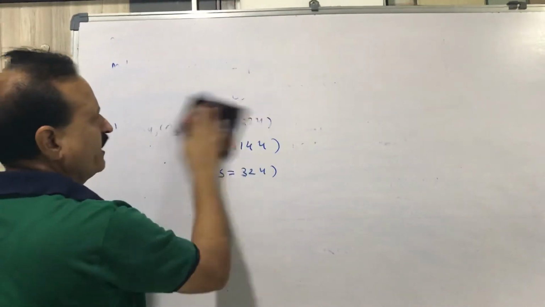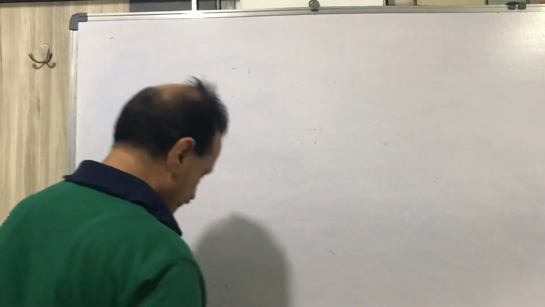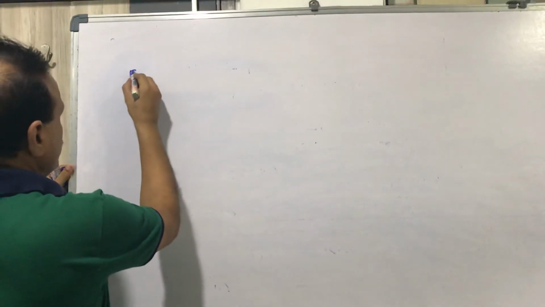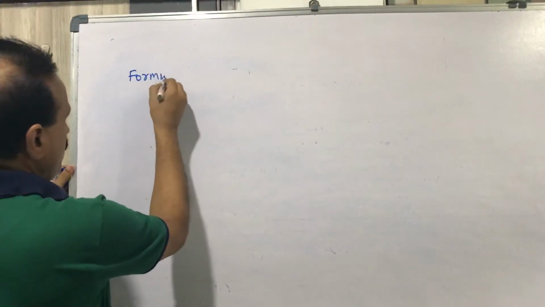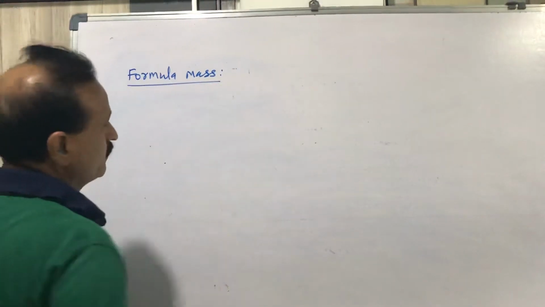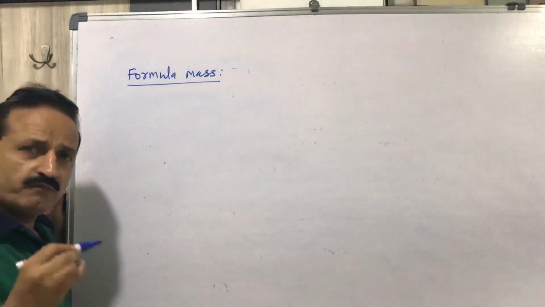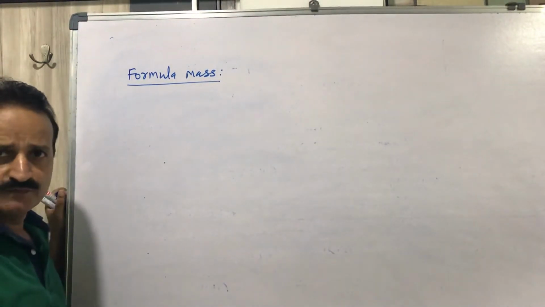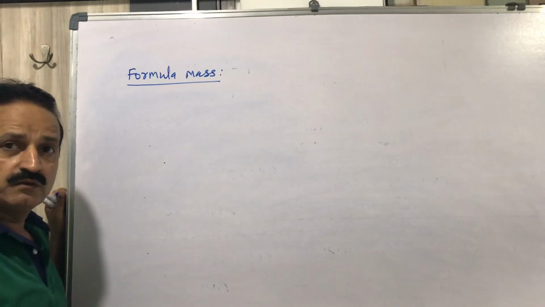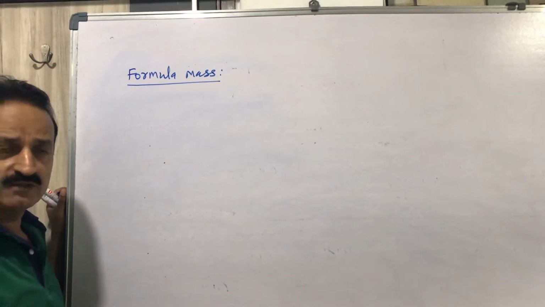Another very important topic: formula mass. What is formula mass? Why is it called formula mass? We have H2O, which is a molecule, and the mass of that is called molecular mass.